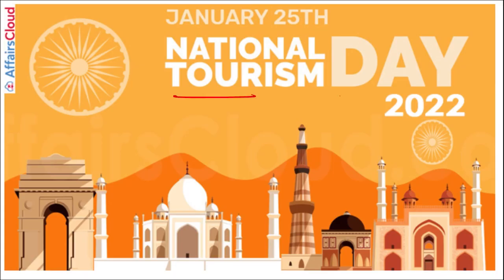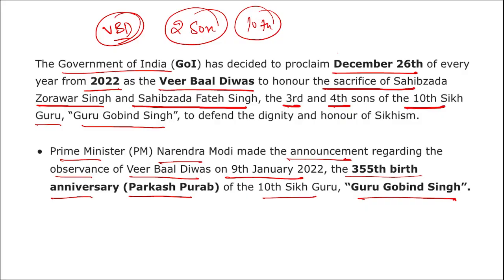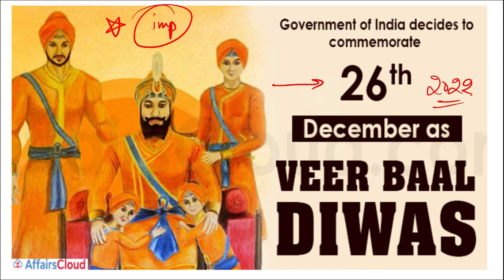Next is your National Tourism Day. So 25th of January is observed as the National Tourism Day, and 26th of January will be, or 26th of December. Let me clear you here. Don't get confused. Veer Bal Divas is observed on 26th of December. This is not of January. Let me clear you again. So don't get confused. This is of December, but this is highly important, so you should know.